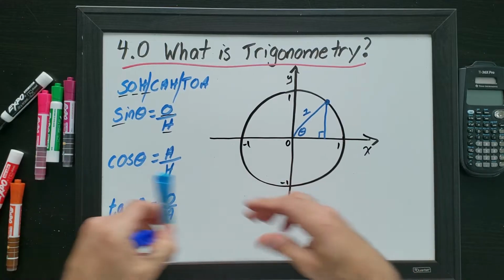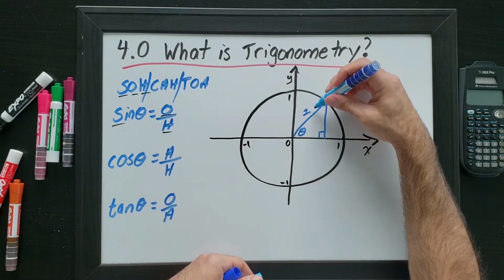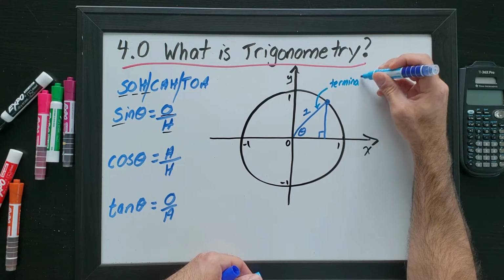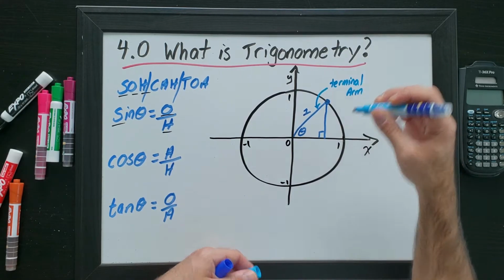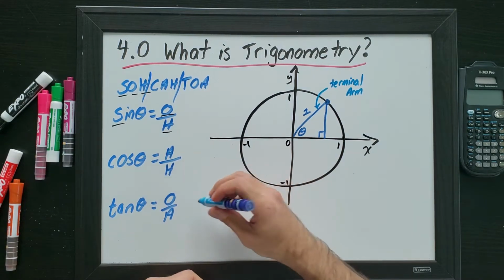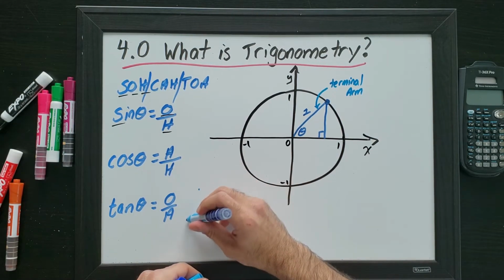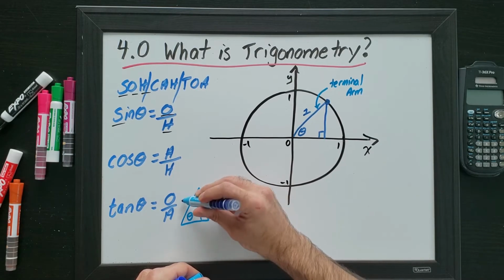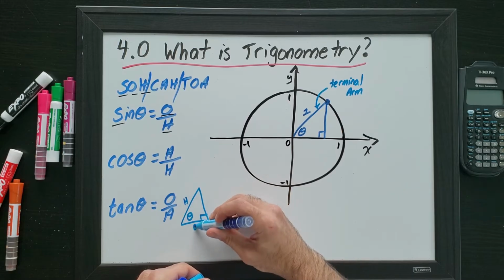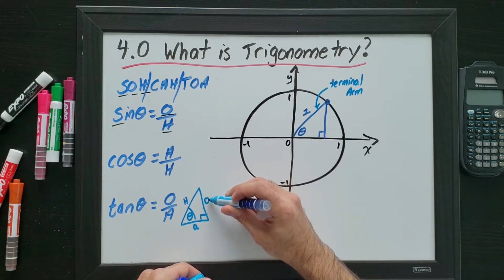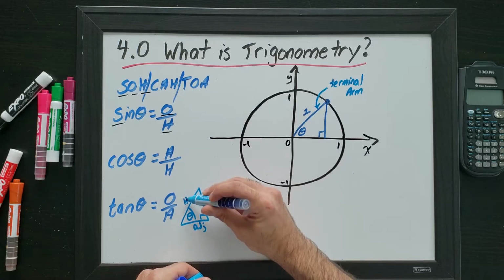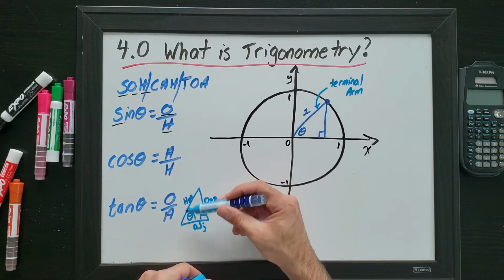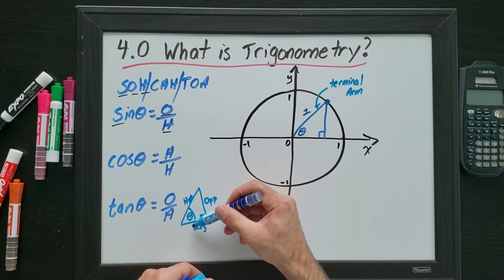Actually, let's get some labeling in here. This right here is called the terminal arm. And I'm just going to draw a little diagram here so we can remember that if this is my angle, this is my hypotenuse, this is my adjacent, and this is my opposite. Okay, the longest side is always the hypotenuse, and then the one touching the angle that isn't the hypotenuse is the adjacent, because it's adjacent to the angle.